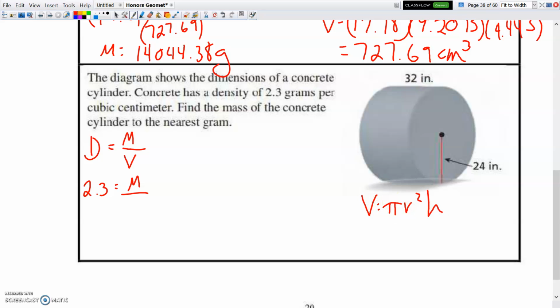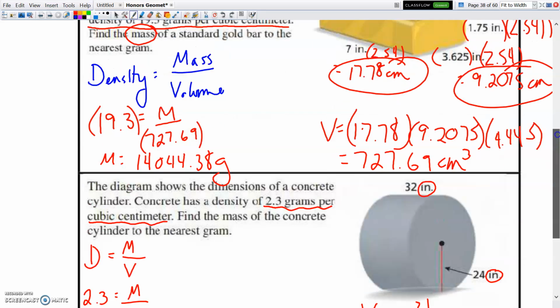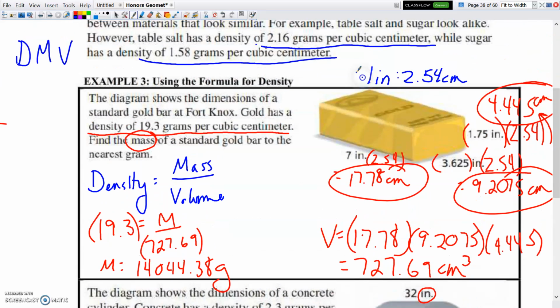They want it to the nearest gram, and they give us our density in grams per cubic centimeter, but again, these are in inches. So my first step, to make sure we're not doing all the work and then having it be wrong, is I'm going to multiply each number by that 2.54 that we saw right up here. Okay.